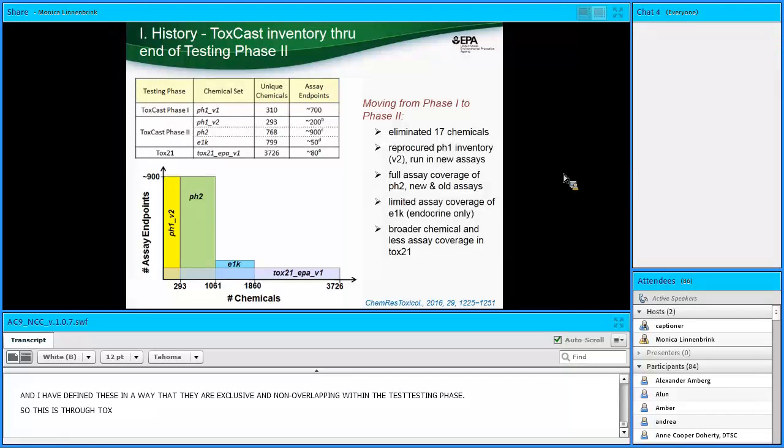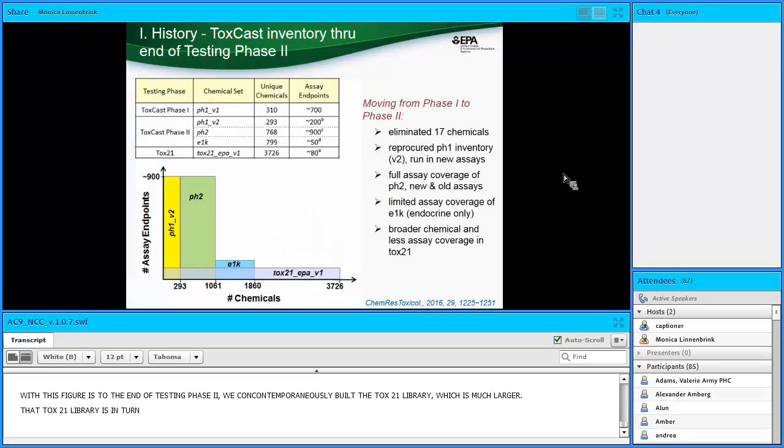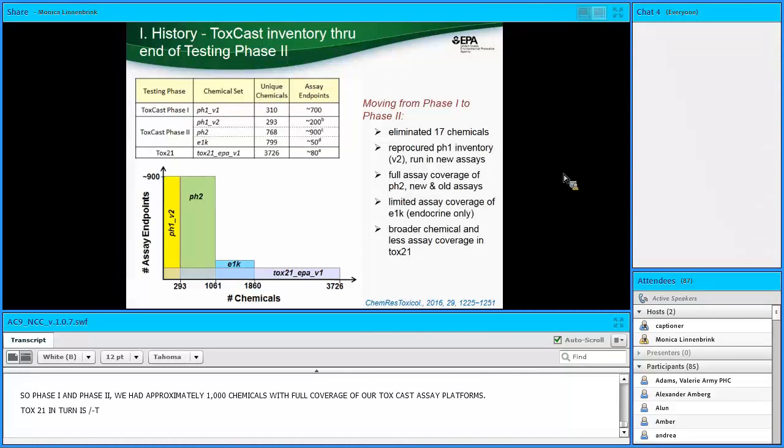The other thing I wanted to underscore with this figure is that through to the end of testing Phase 2, we contemporaneously built the Tox21 library, which is much larger. That Tox21 library is in turn feeding much of the Phase 3 testing currently underway. The bottom figure just attempts to show, again, the idea that we are covering assay space and chemical space in different depths. In Phase 1 and Phase 2, we had approximately 1,000 chemicals with full coverage of our ToxCast assay platforms. Tox21, in turn, has much smaller assay coverage, but a much larger chemical coverage.